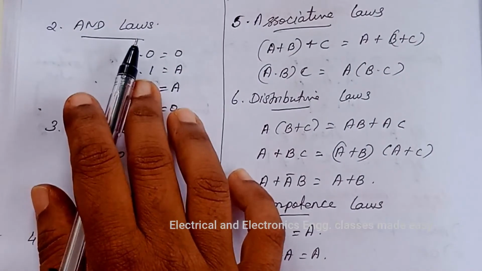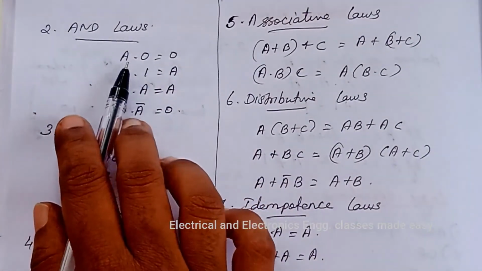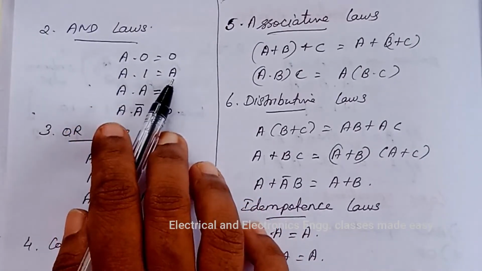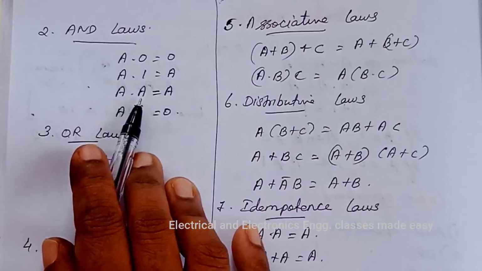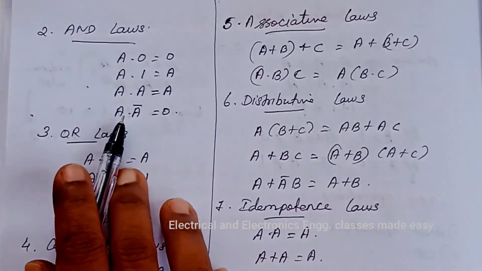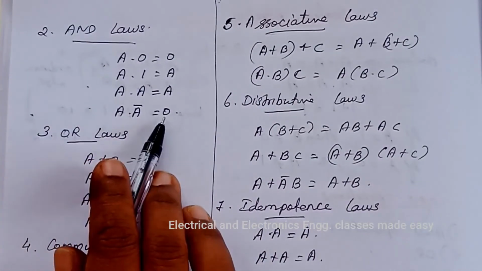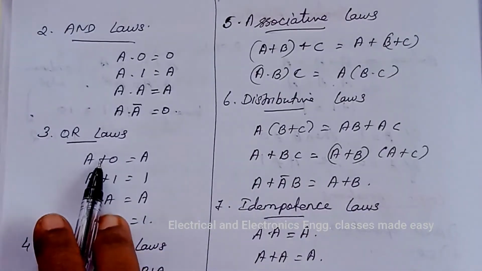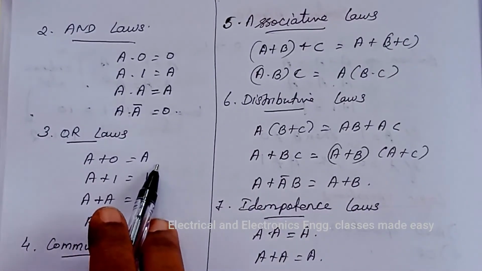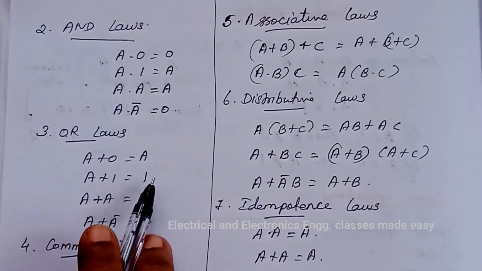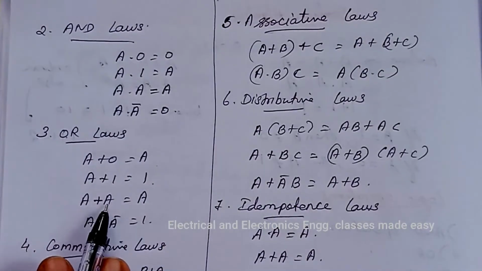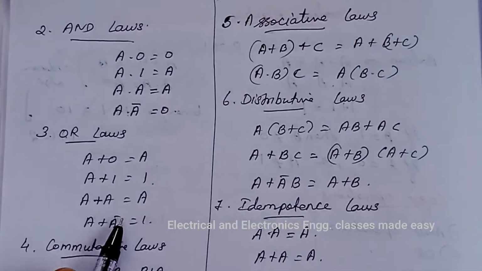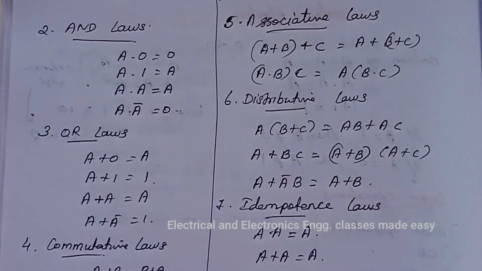Next is AND laws. AND laws are A dot 0 equal to 0, A dot 1 equal to A, A dot A equal to A, and A dot A bar equal to 0. The OR laws are A plus 0 equal to A, A plus 1 equal to 1, A plus A equal to A, and A plus A bar equal to 1.